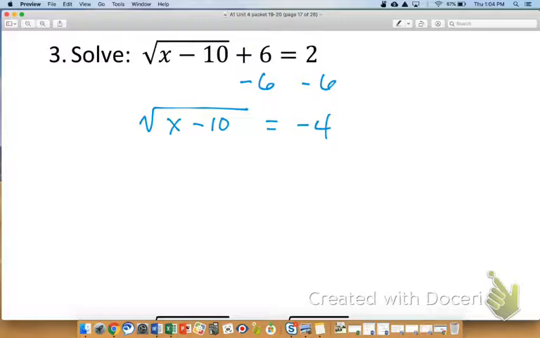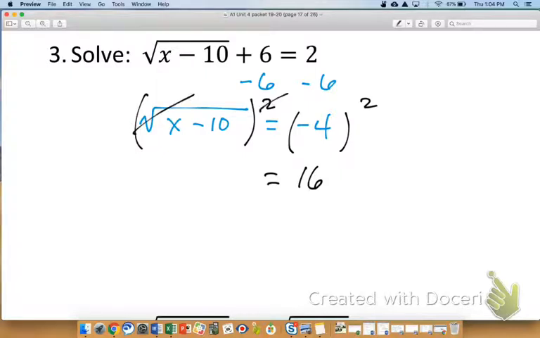So that's where I left you. The square root is all by itself, so your next step would be to square both sides. Once that square root is all alone, you square both sides. The right side, what's -4 in the parentheses squared? It's positive, because it's -4 times -4, so it's positive 16. The left side, what happens with the square root and the squared? They cancel each other out, so I get x minus 10. What's my final step? Add 10. So when I add 10, I get x is equal to 26.